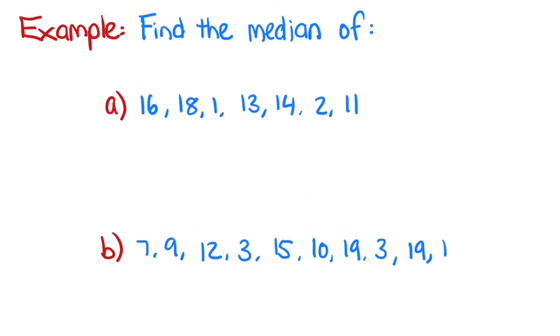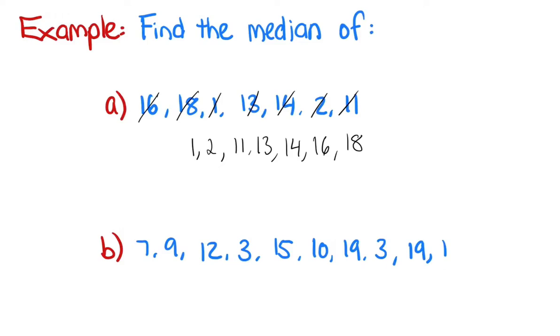So if I look at this one, so in order I've got 1 first, then 2. So then my next lowest number is 11, 13, 14, 16, and 18. So it is handy to cross them off as you go, because then you make sure you've done all of them.